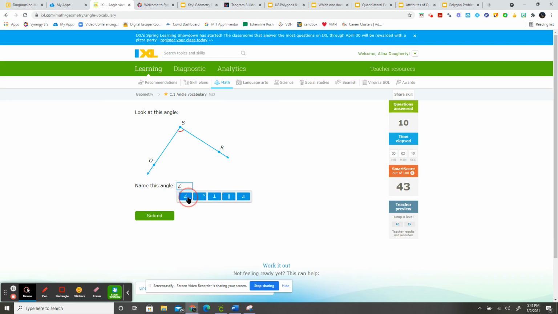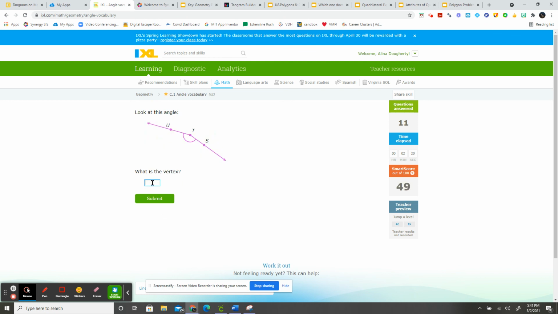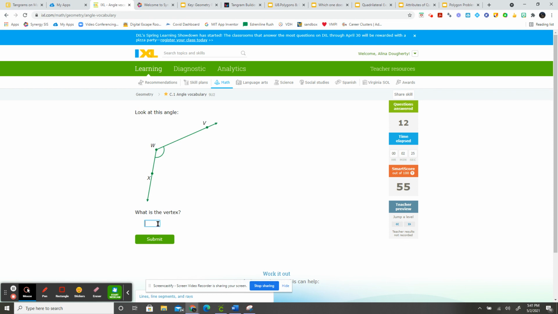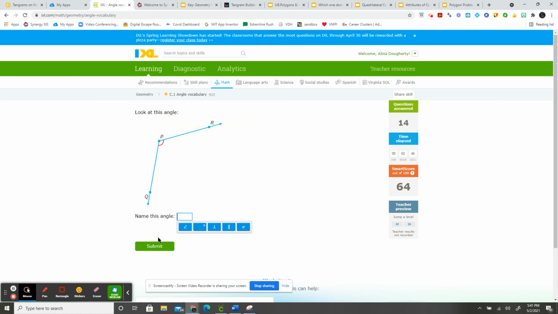Name the angle. So we need angle QSR. That's what I'm not doing right. QSR. Make sure you use the symbols. QSR. What is the vertex? That is T. Look at the angle. What is the vertex? The vertex is that middle letter. What are the sides? So I need to use a ray. That's my problem. So from the vertex U to T, that's the left side. And then I need ray U to V. That's the right side. Now we're cooking.